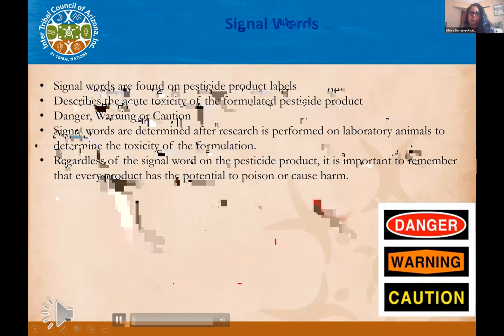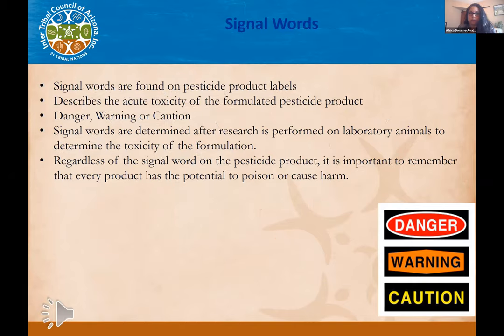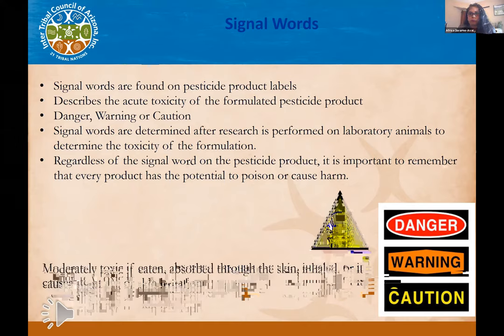Signal words. They are found on pesticide product labels, and they describe the acute or short-term toxicity of the formulated pesticide product. The signal words can be either danger, warning, or caution. Products with the danger signal word are the most toxic. The warning indicates the pesticide product is moderately toxic if eaten, absorbed through the skin, inhaled, or it causes moderate eye or skin irritation. The signal word caution means the pesticide product is slightly toxic if eaten, absorbed through the skin, inhaled, or it causes slight eye or skin irritation.